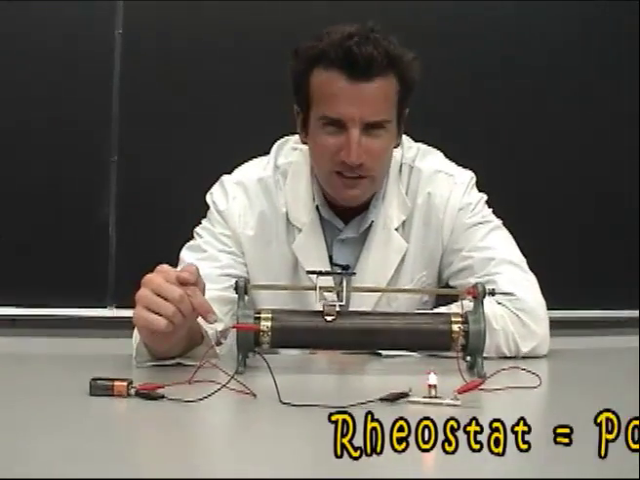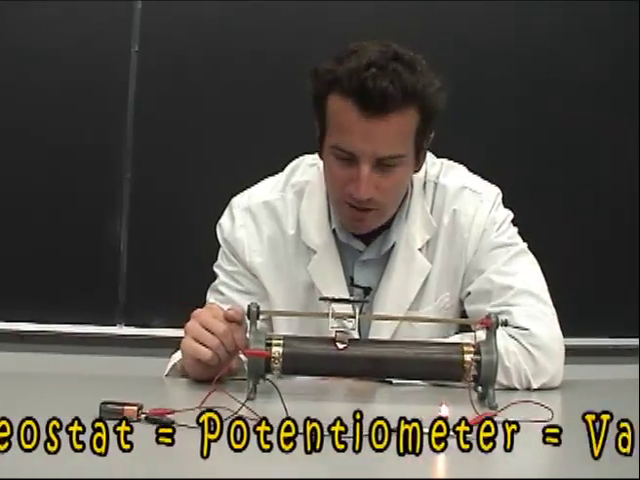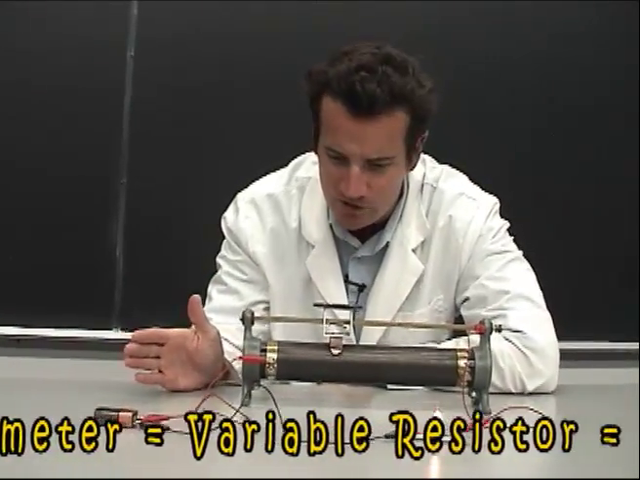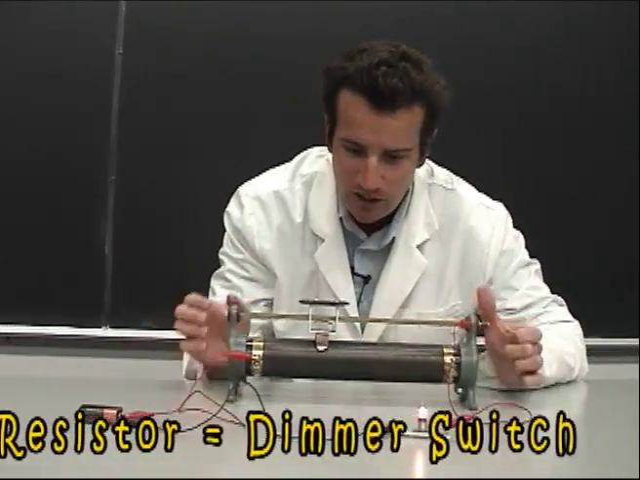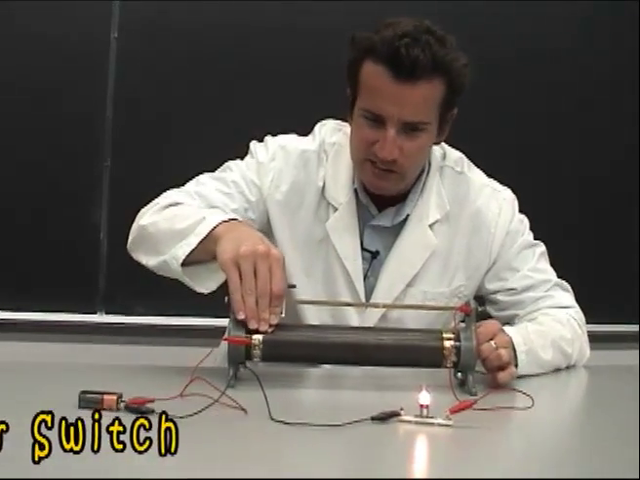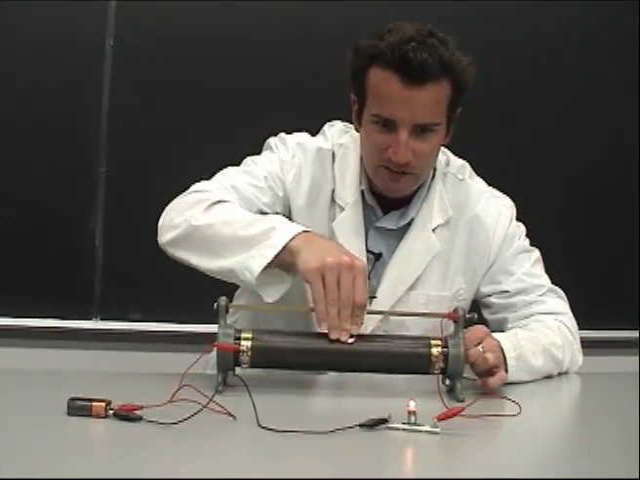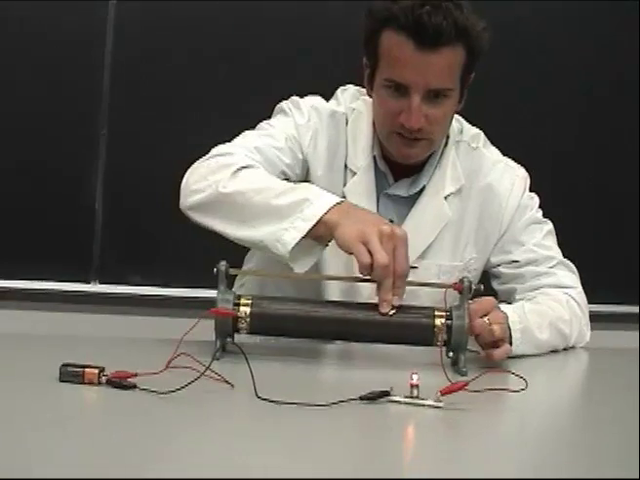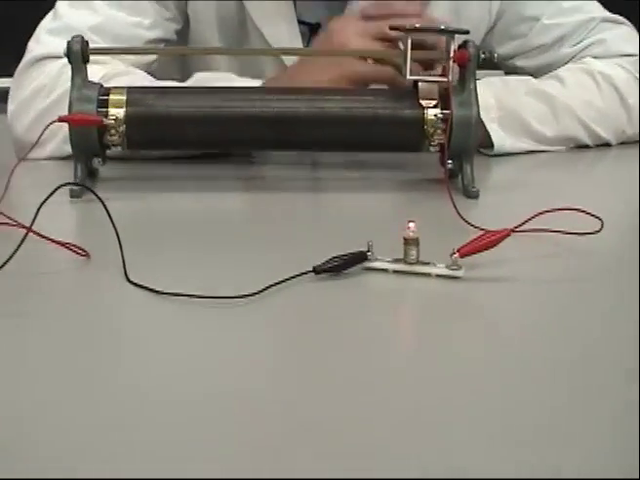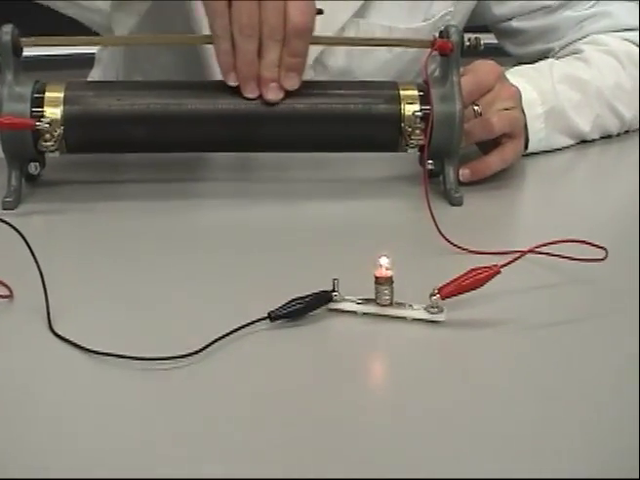This device is called a rheostat, or a potentiometer, or a variable resistor, or a dimmer switch. It changes the amount of resistance. It controls the amount of voltage that the light bulb is getting.